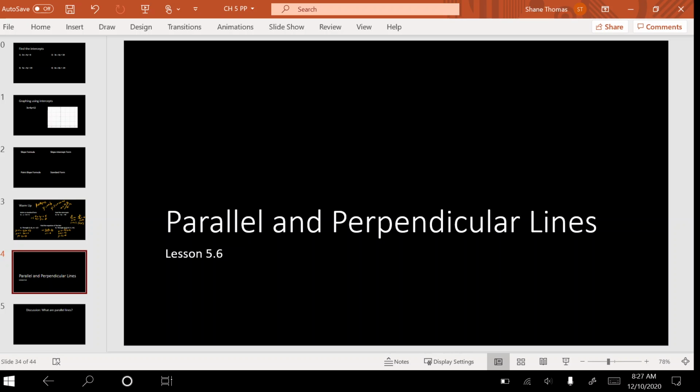Like I said, we got two left. We have parallel and perpendicular lines, which is 5.6. 5.7 is going to be scatter plots and trend lines. And then we are ready for a test after that.